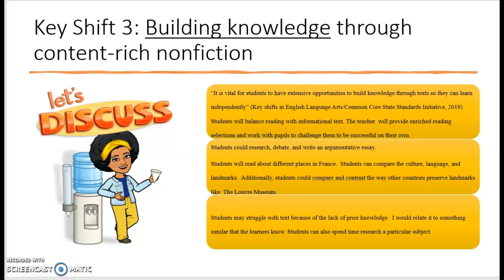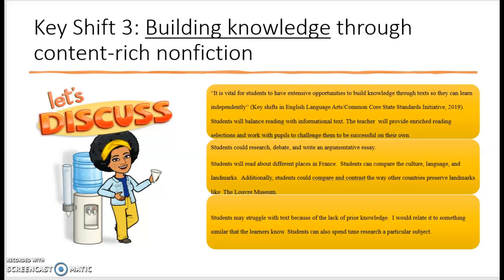I would incorporate this in the classroom by letting students research, debate, and write an argumentative essay. Students could read about different places in France. Students could compare the culture, the language, and the landmarks. Additionally, students could compare and contrast the way other countries preserve landmarks like the Louvre Museum, as opposed to a lot of times over here in America, we tear down and rebuild. But when you look at places like the Louvre or the Opera Theatre, you see that these places are hundreds of years old and they're being preserved.